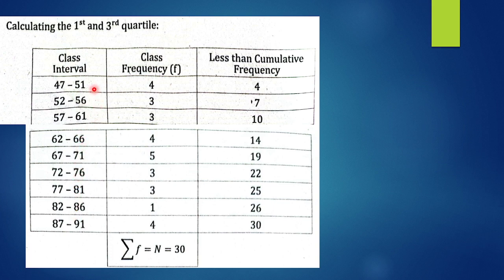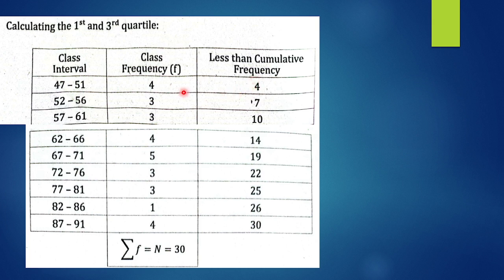And then same with our class size. Our class frequency is just the same. And then the next column of this table is the less than cumulative frequency, or the CF, or less CF. Now we do have 4.